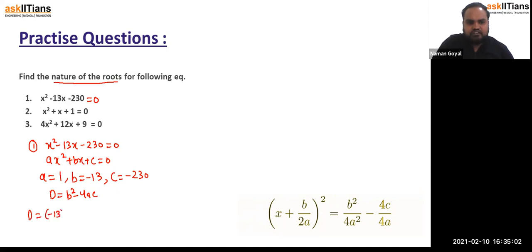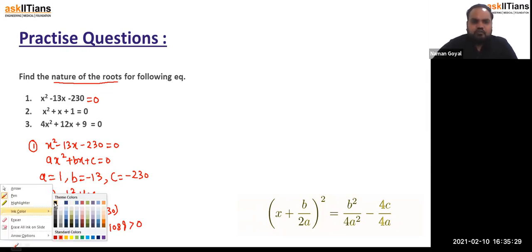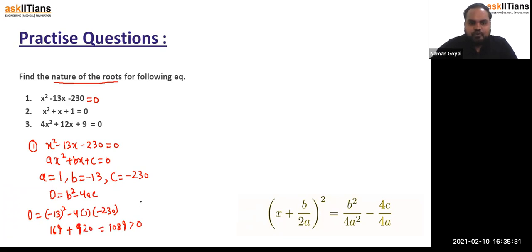So the value of D is b square, which is minus 13 square, minus 4 into a is 1, and c is minus 230. 13 square is what? 169, minus, minus minus becomes plus, 4 into 230 is 920. So if you add 169 with 920, you will get 1089. Which is positive. So in this case, D is positive for the first case.